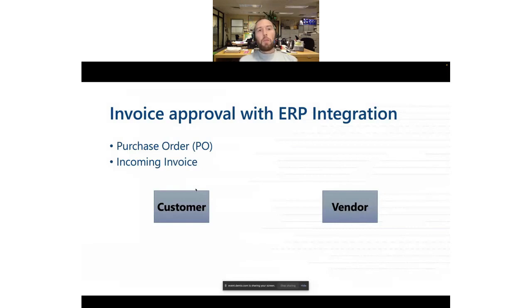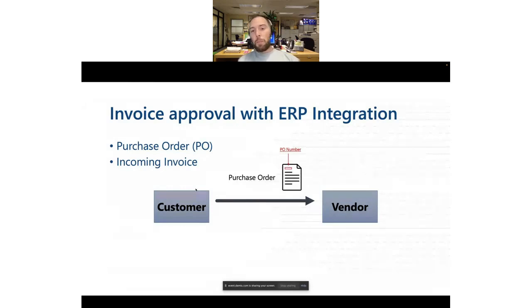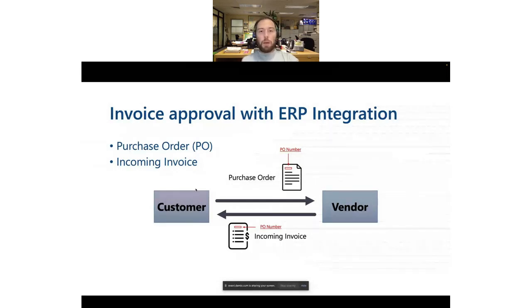So in this invoice approval process with ERP integration, we will focus on two documents, purchase order and incoming invoices. So we have a customer and we have a vendor. When a customer wants to order something from a vendor, be it a product or a service, they will send a purchase order. That purchase order usually has a purchase order number, and that's how it is defined in the ERP. That's their identity.